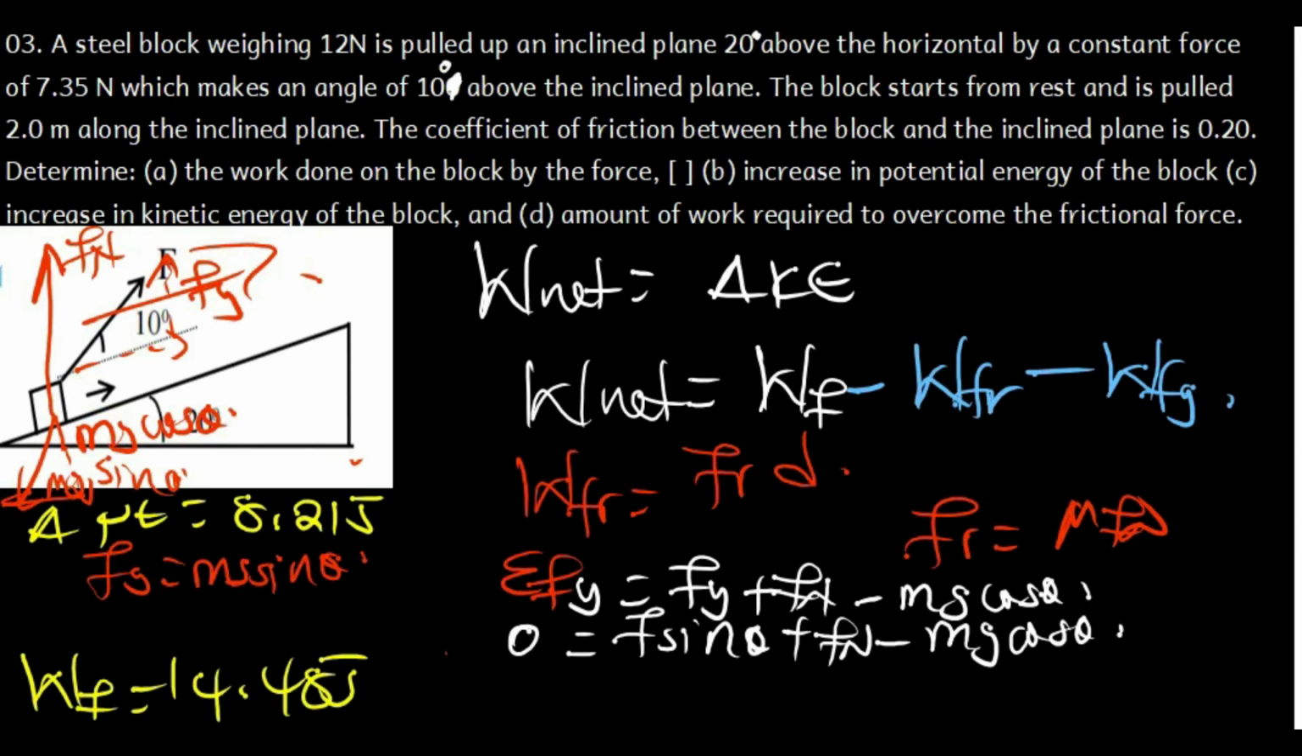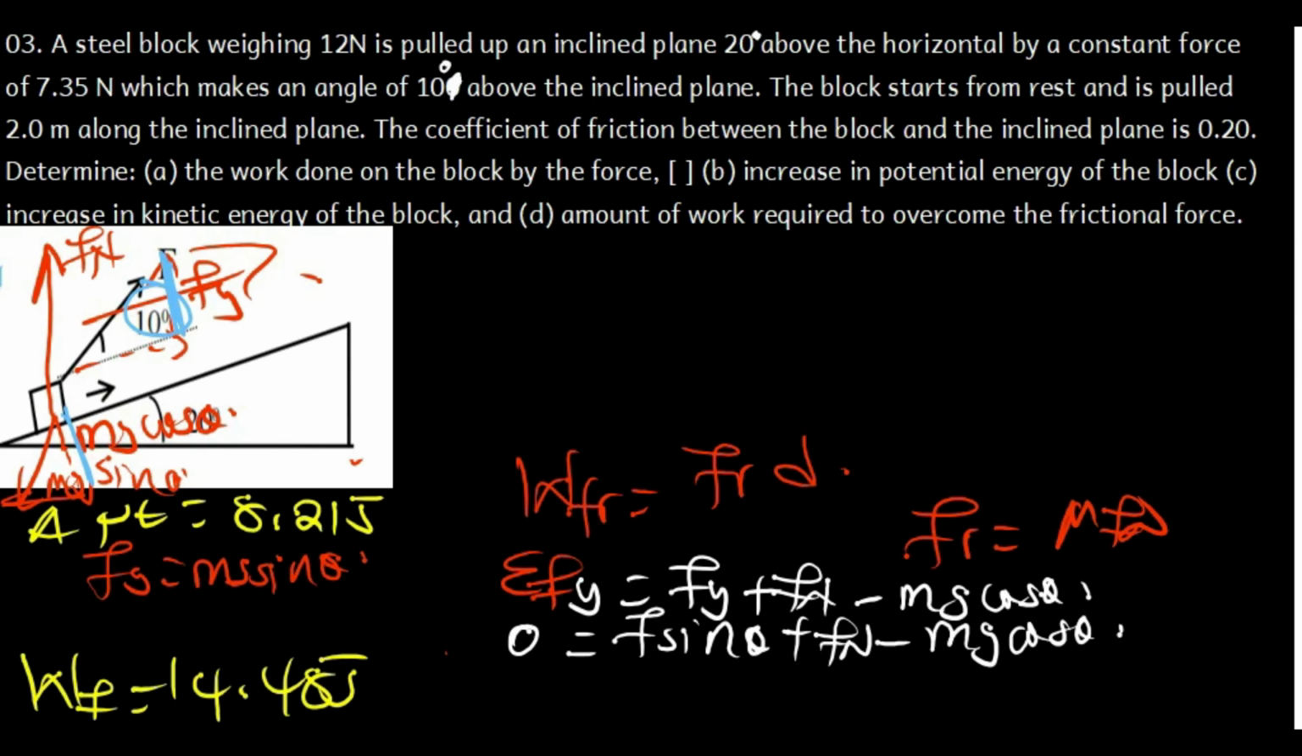For F sin theta, the theta here is going to be 10. But the theta for cos is going to be 20 because we are talking about this angle. So now I will just get rid of this to create space. If I shift the F sin theta, I'm going to have mg cos theta minus F sin theta equal to the normal force.